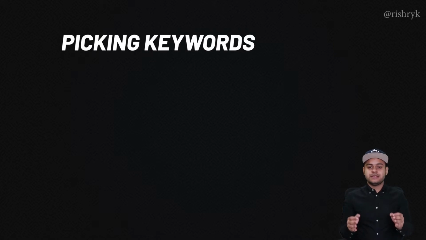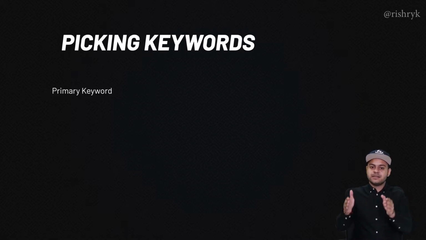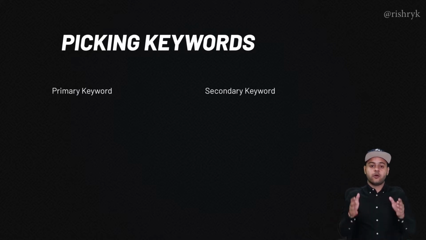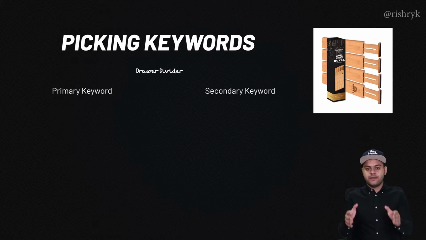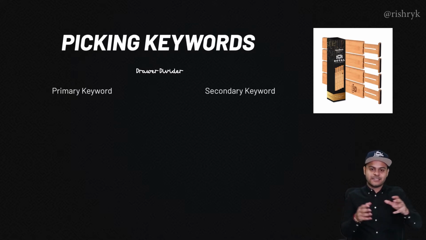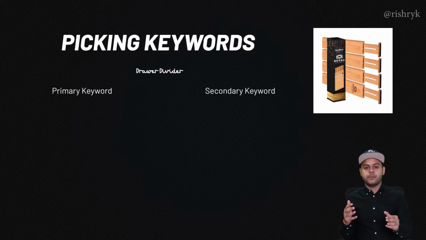When I think about keywords, I like to distribute them in two buckets: a set of primary keywords and a set of secondary keywords. For the sake of this tutorial, we are going to be considering the product drawer dividers, which are adjustable, expandable drawer dividers that are being sold on Amazon, and it is quite a popular product with high demand. So what is a primary keyword?